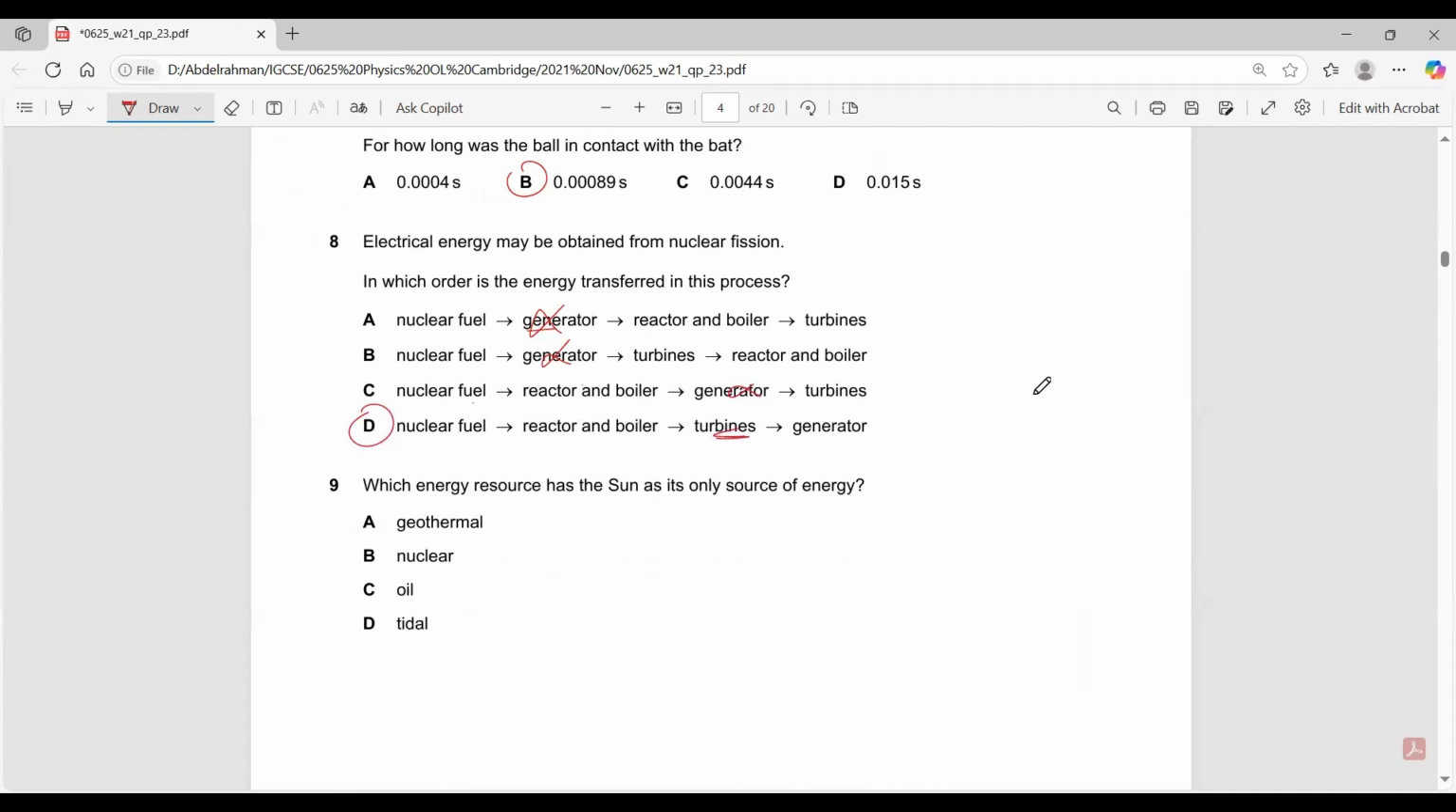Which energy has the sun as its only source of energy? As the only source of energy, yes, it is oil. Geothermal, nuclear, and tidal do not depend on the sun.